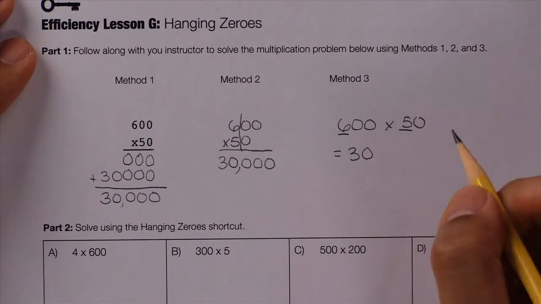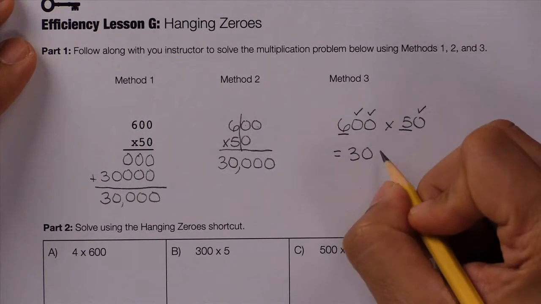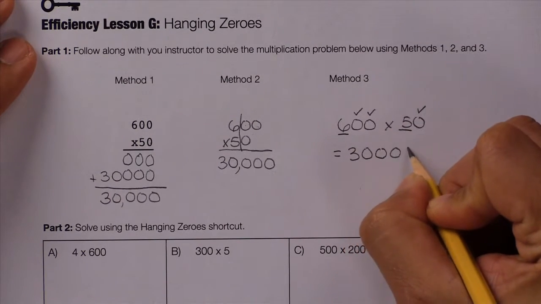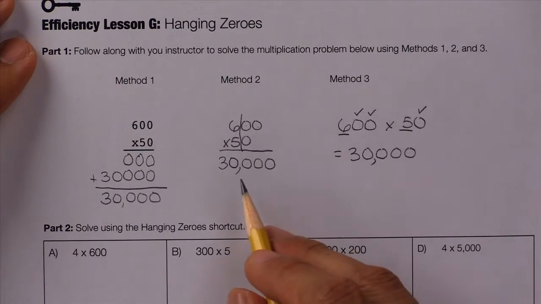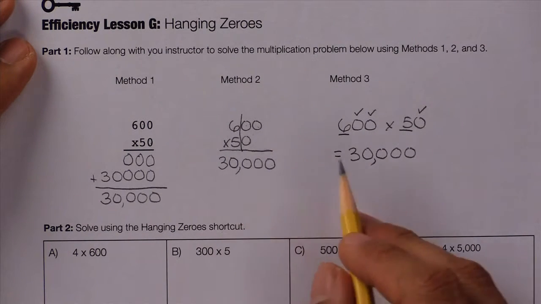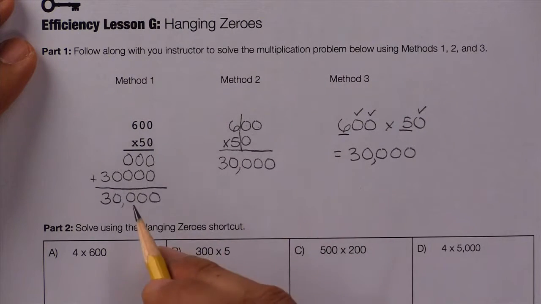And now how many hanging zeros do we have? 1, 2, 3. So write 1, 2, 3 hanging zeros. And we have the same answer of 30,000. And again, this only took 5 steps as well. And it's a lot better than taking 13 steps. Let's do 3 examples from part 2 and 1 example from part 3.